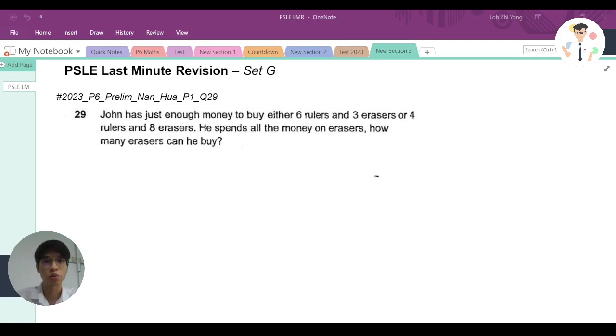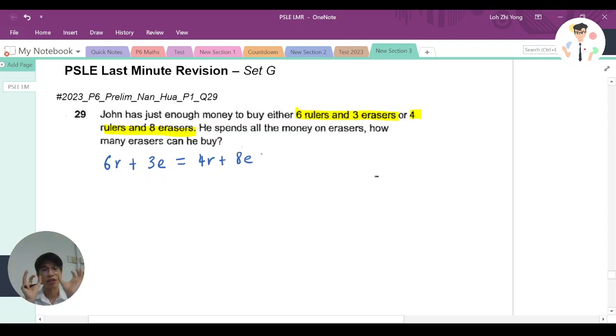So let's look at our first question, which is from Nanyang paper 1 question 29. It says that John has just enough money to buy either 6 rulers and 3 erasers or 4 rulers and 8 erasers. From this statement, we know that 6 ruler plus 3 eraser is the same in money value as 4 ruler plus 8 eraser. So the values are actually the same. Then he spends all the money on eraser, and how many eraser can he buy?